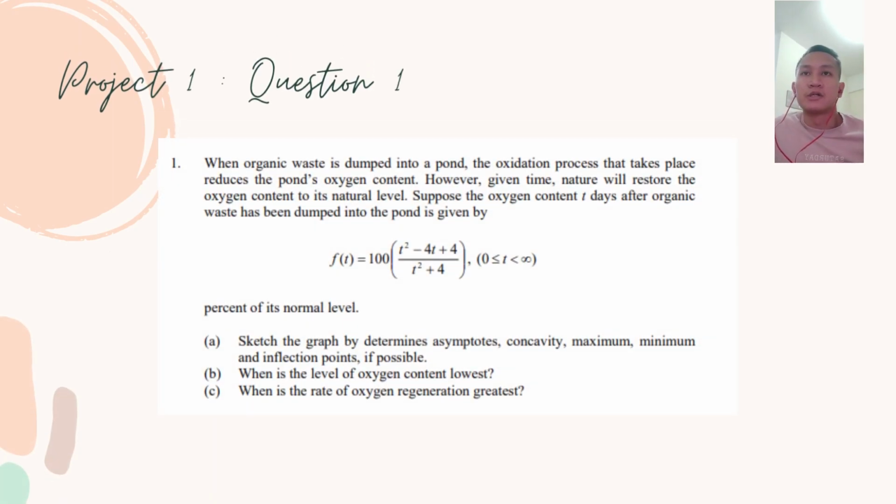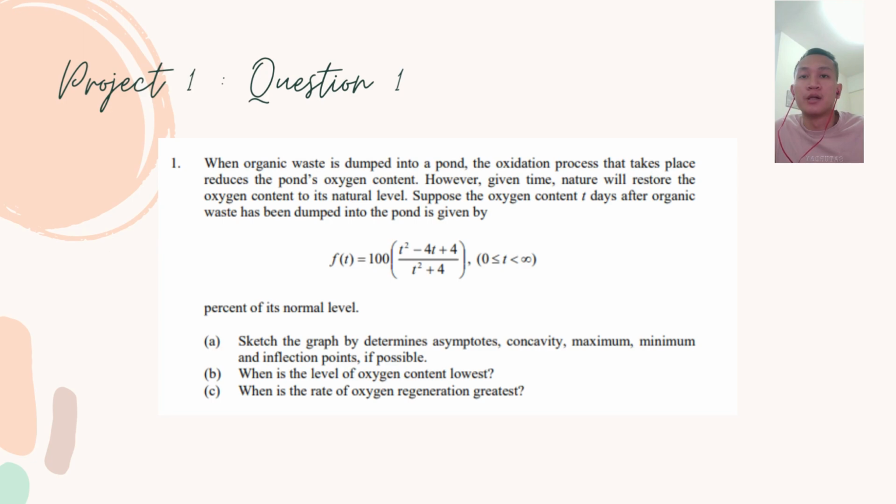This is our first question. The organic waste is dumped into a pond to determine the oxidation process that takes place to reduce the pond's oxygen content. However, given time, nature will restore oxygen content to its natural level. Suppose the oxygen content T days after organic waste has been dumped into the pond follows the general equation f(t) = 100 (t² - 4t + 4)/(t² + 4), for t in the range 0 to infinity.